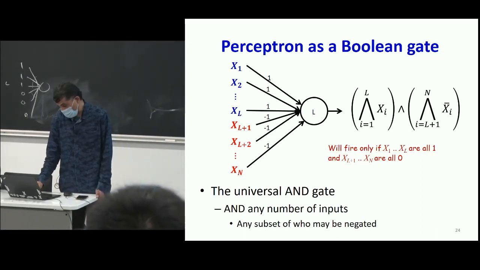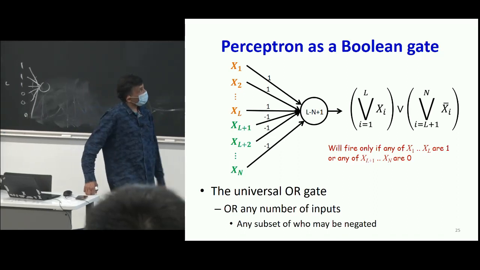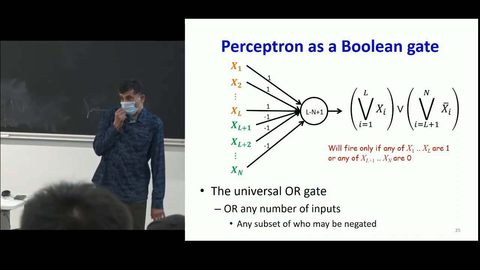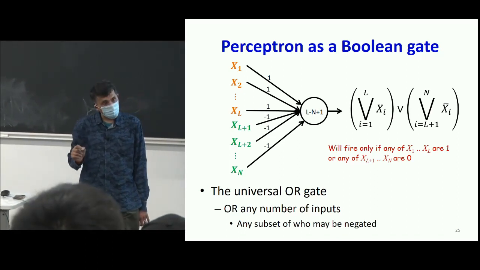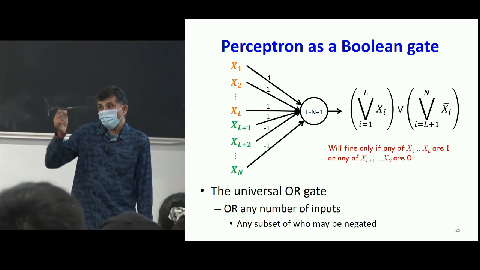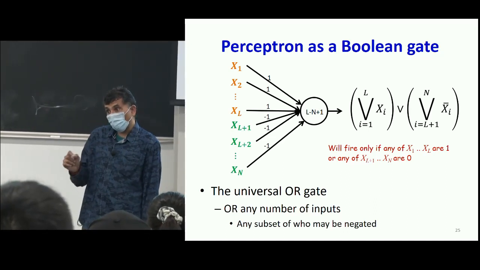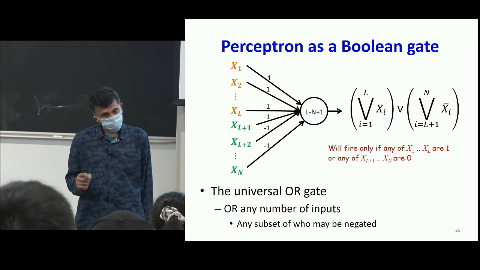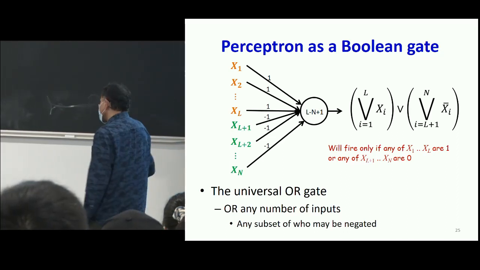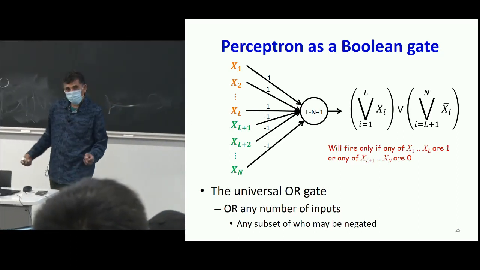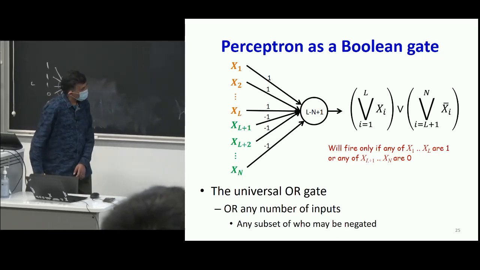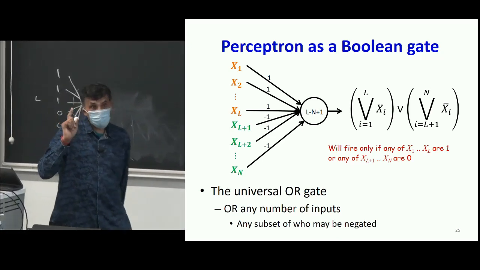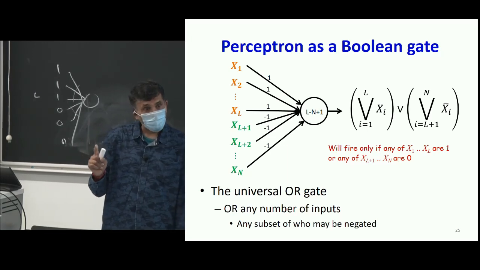You can have some fairly complex functions. Here's a different one. This fires if any of the first L are 1 and any of the remaining are 0. Why is that the case? First, let's reverse the logic. Let's set it in the one condition where it will not fire. When will it not fire?